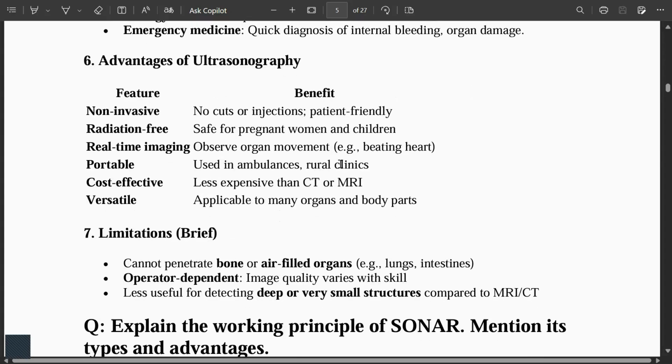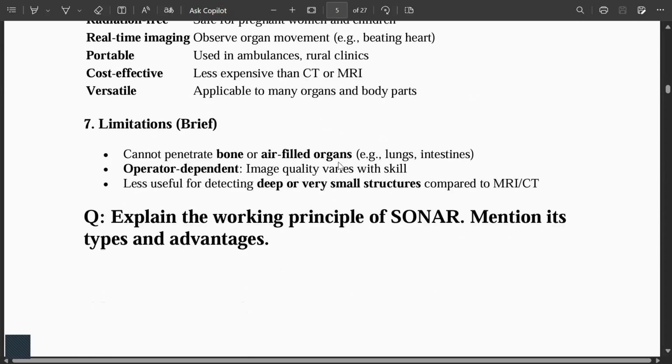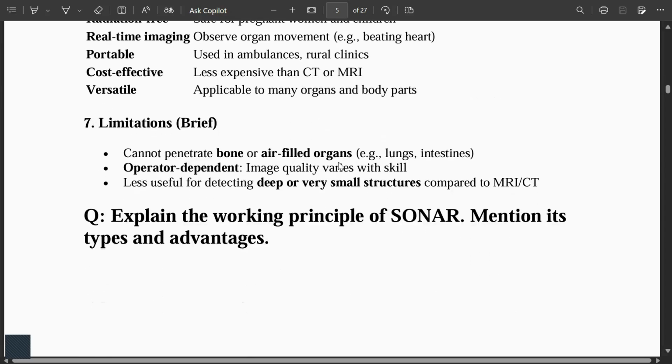It is cost-effective, less expensive than CT and MRI. Applicable for many organs and body parts. The limitation is that it cannot penetrate bone. This is the main thing.